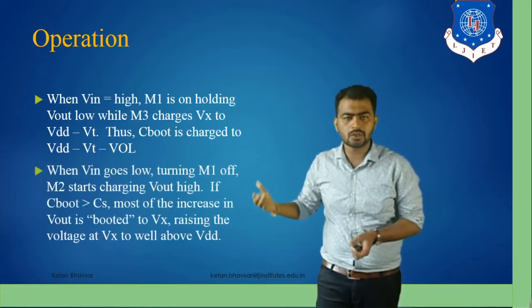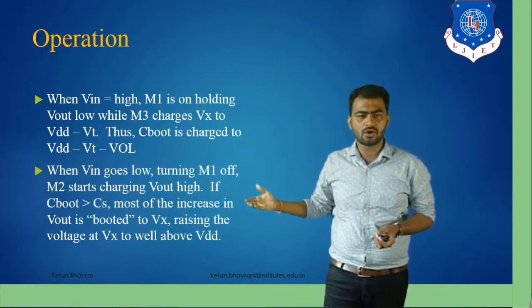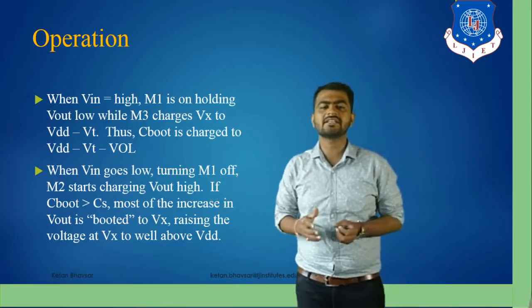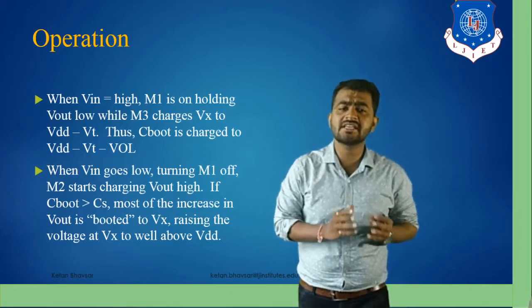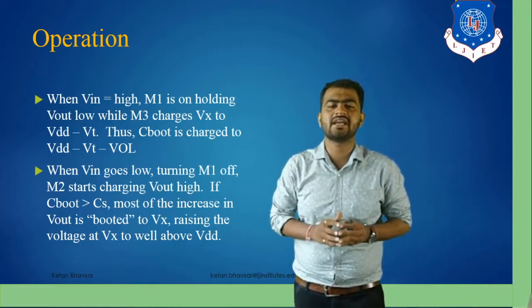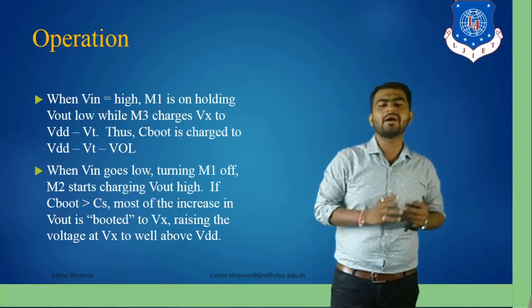When the V goes low, M1 is turned off and M2 starts charging V out high. If C boot is greater than Cs, most of the increase in V out is boosted to Vx, raising the voltage at Vx to well above VDD.